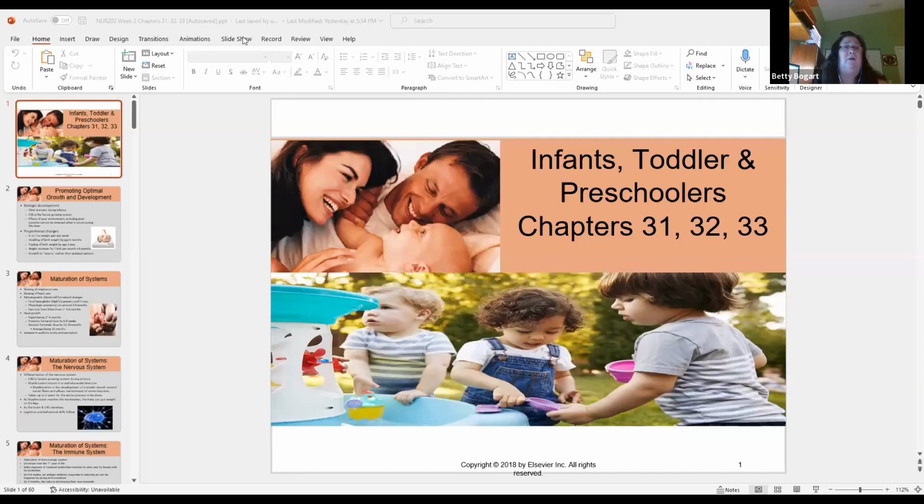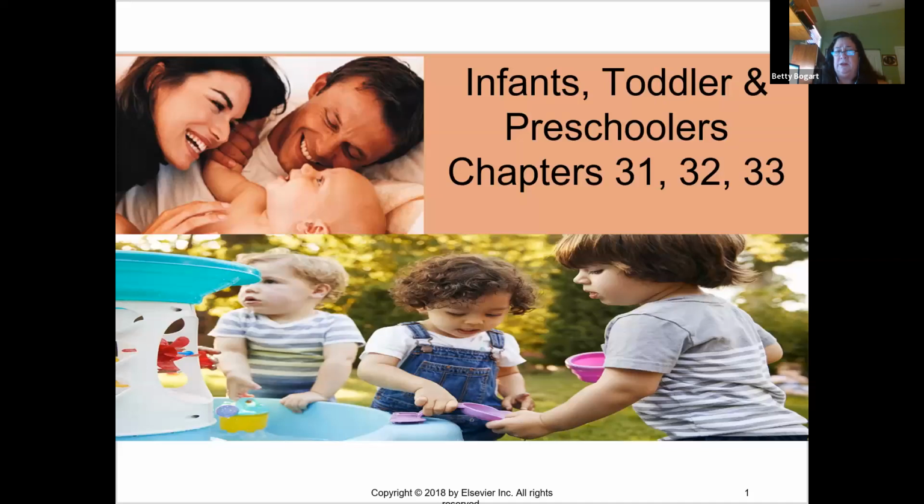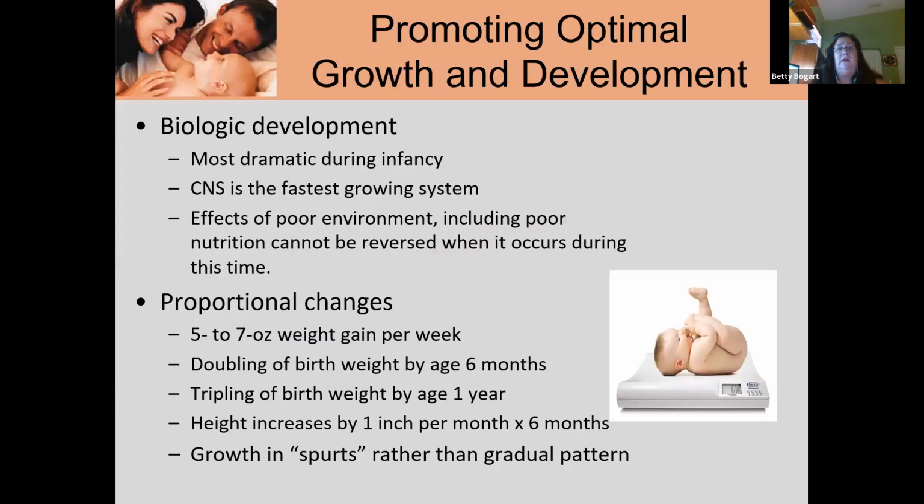So here we go. Infants, toddlers, preschoolers, chapters 31, 32, and 33. So growth and development. Now, as I said last week, these children are born at 7 pounds, 6 pounds. They can't even lift their head. All they can do is suck and breathe and swallow, and they can sleep and they can pee and poop, right? That's what they do.